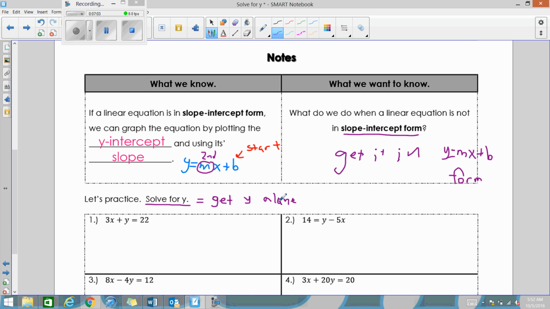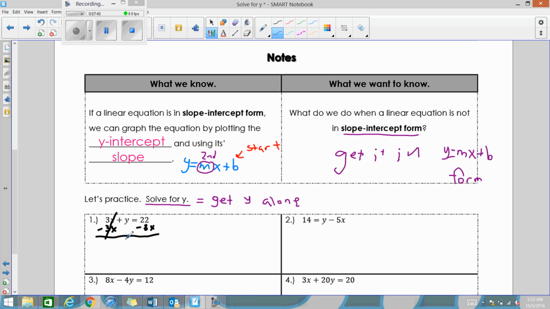Come on, computer, let's go. Anyway, alone. All right, get it alone. Get it all by itself. So, in this problem, 3x plus y equals 22. We want to get y alone. So we need to first move this 3x. It's going to feel a little different at first, but then it'll make sense. So we're going to subtract 3x, minus 3x on both sides.